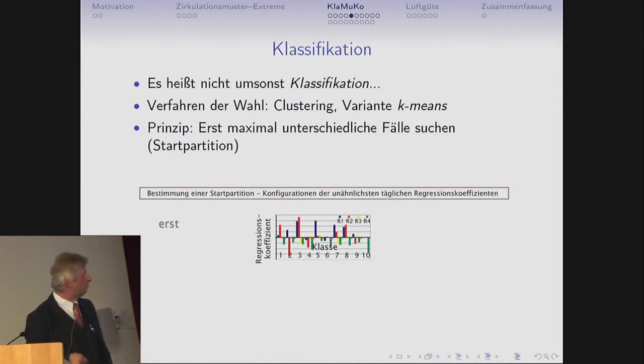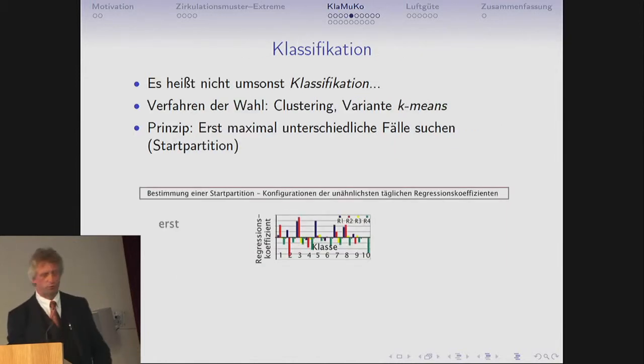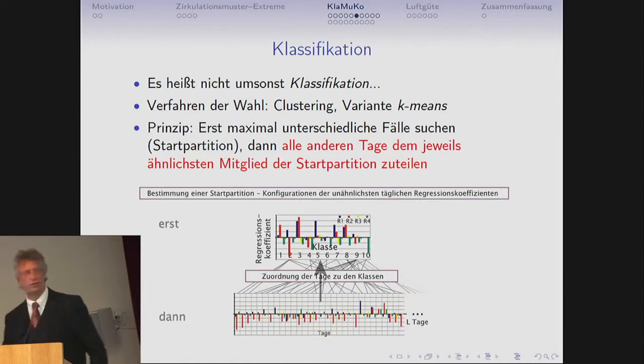The principle is, a variant is k-means. You first look for the maximally different cases. This could be a candidate, for example this one is very long, and this could be the candidate for another one, because this is very short, or this is very big and red is almost gone. So there you also have the maximum difference. That is the classic procedure of such a cluster method.